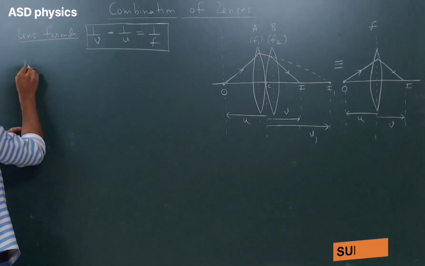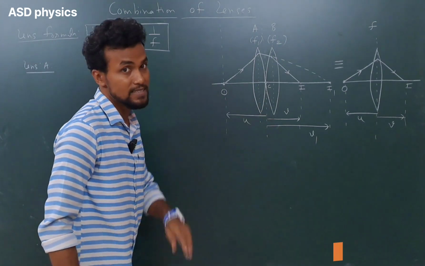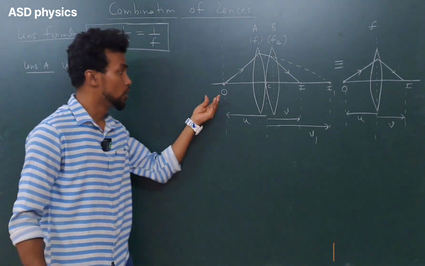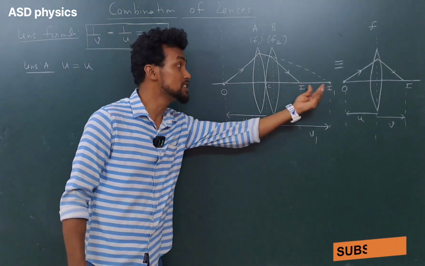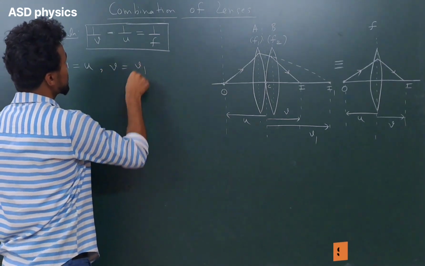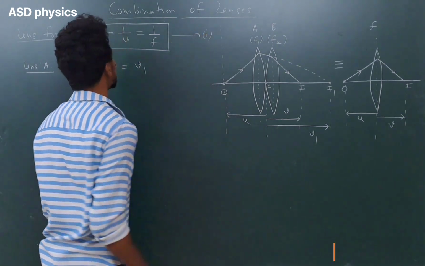Okay, so first we are going to use lens A. Now for lens A, what will be there? The object is at U, and the image is at I1. So what will happen here? We'll write that this V will become V1 in this formula. This is my standard formula.